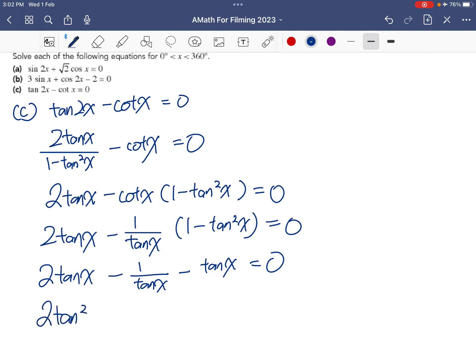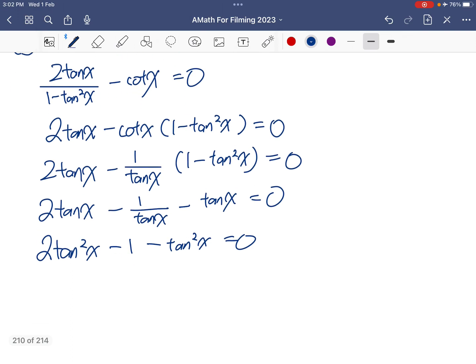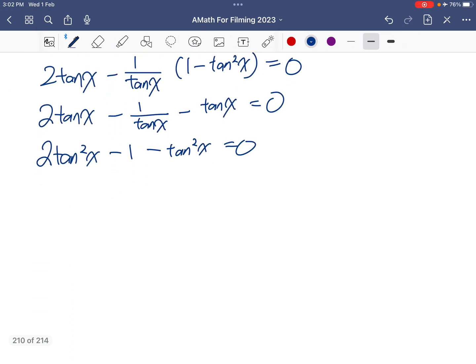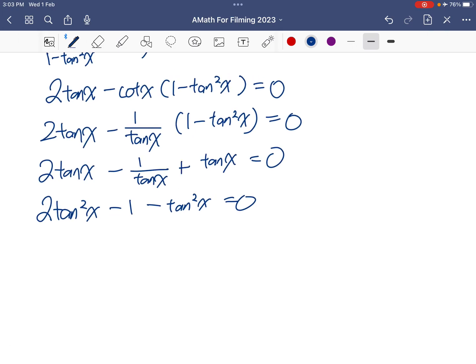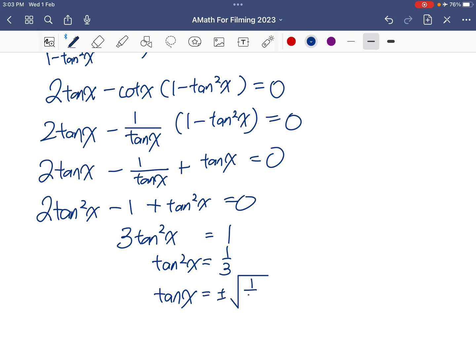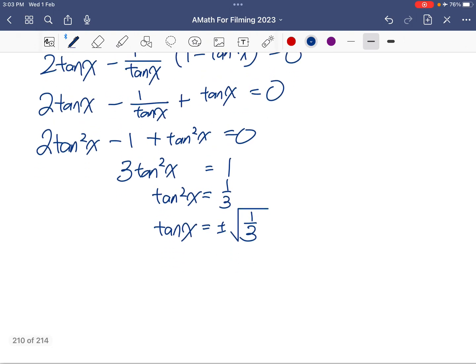So if I simplify, I multiply by tangent x throughout my equation, I get 2 tangent square x minus 1 minus tangent square x equals to 0. Simplifying, sorry, I made a mistake here, this should be plus. So I get 3 tangent square x is equals to 1. Tangent square x is equals to 1/3. Square rooting both sides, I get tangent x is plus minus square root of 1/3.